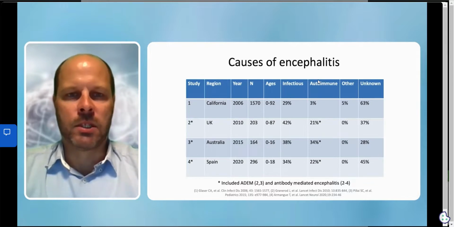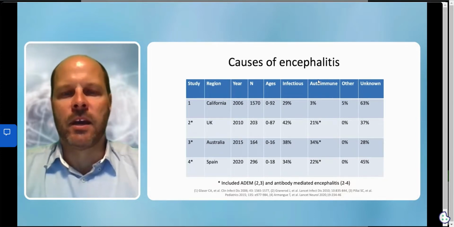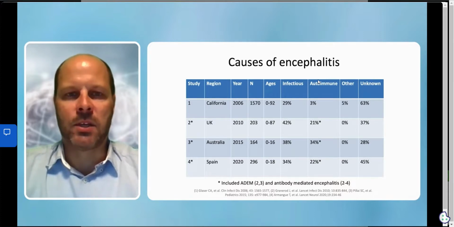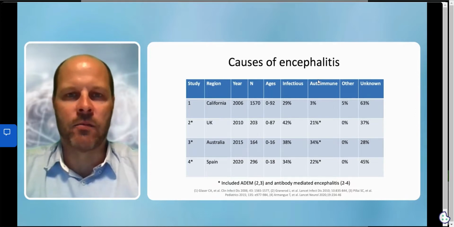This is attributable to 2 things. One, the bottom 3 studies included acute disseminated encephalomyelitis and also included patients with antibody-mediated encephalitis, given that the technology and discoveries had evolved such that these could now be diagnosed.